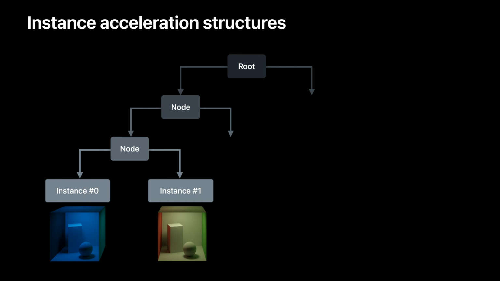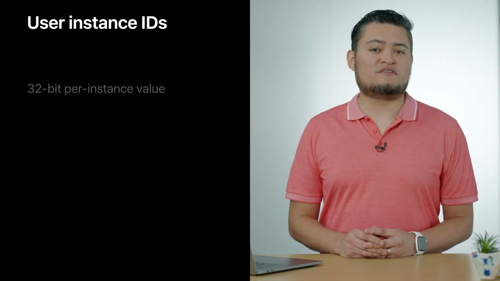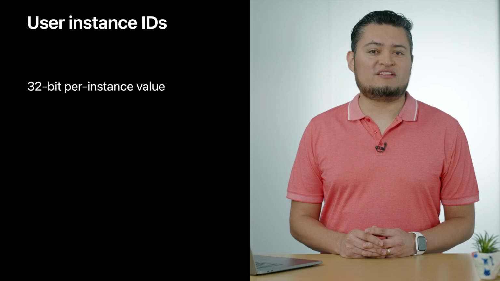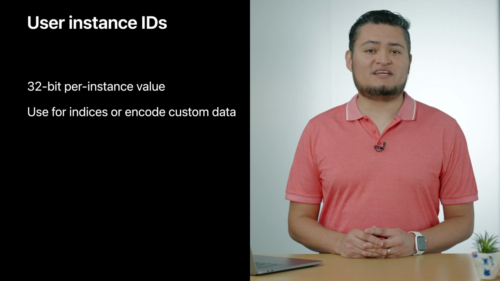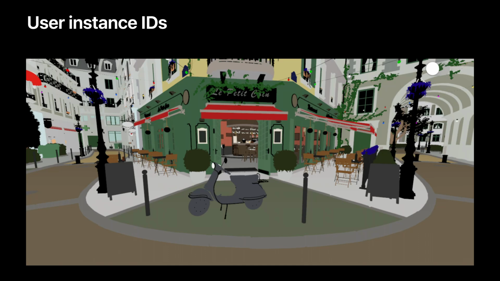Let's talk about user-defined instance ID first. With this feature, you can specify a custom 32-bit value for each instance, and then you get this value as part of the intersection results. This is really useful for you to index into your own data structures, but it can also be used to encode custom data. For example, here we're using the user ID to encode a custom color for each instance. You could use this for a simpler reflection with no need to look up any additional material information. This is just one example, but the opportunities are endless. I can see how you would want to encode things like per instance material ID or per instance flags.